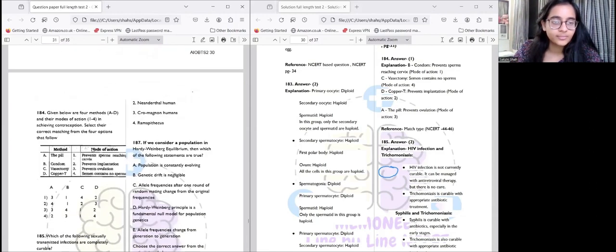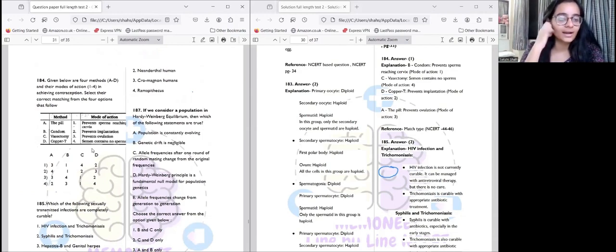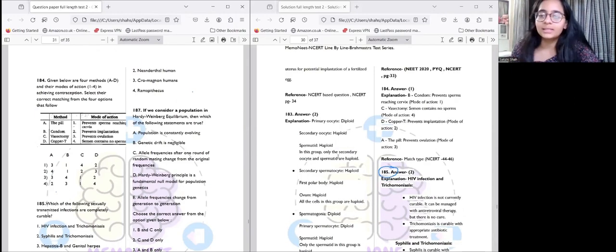Next, given below are 4 methods, A to D, and their mode of action in achieving contraception. Now we have the pill. Does it prevent the sperms from reaching, prevent implantation, prevent ovulation, or make semen contain no sperms? Obviously, the pill will not do anything with the semen, right? So what will the pill do? The pill will prevent ovulation, because the female takes the pill. The condom prevents the sperm from reaching the cervix because it acts as a barrier. Vasectomy is done for males, so the semen will contain no sperms. It's a little bit logical as well. And copper T prevents implantation.